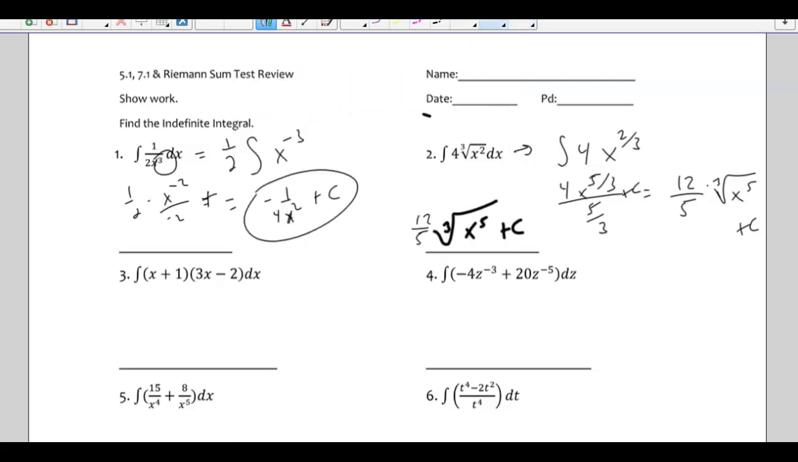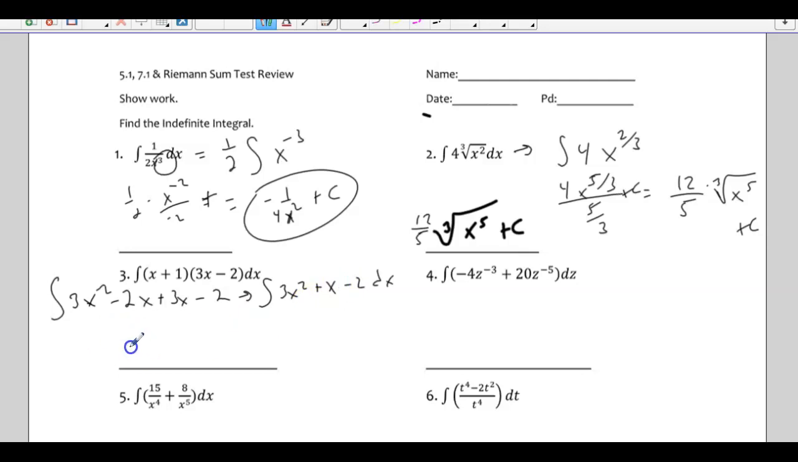Now let's look at this one here. Because there's two binomials, guys, you probably need to FOIL that first, which I would do. And when you FOIL that up, you're going to get, let's see, x times 3x is 3x squared minus 2x plus 3x minus 2, which simplifies as 3x squared plus x minus 2 dx.